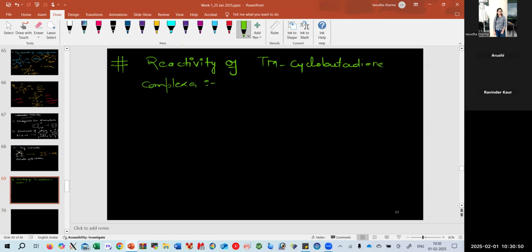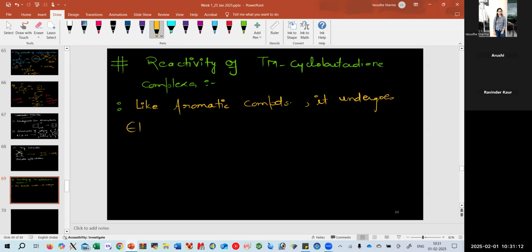So these cyclobutadiene complexes are aromatic in nature, and therefore, like aromatic compounds, which you might have already read in organic chemistry, they also undergo electrophilic substitution reactions.